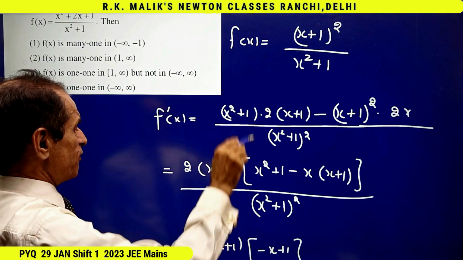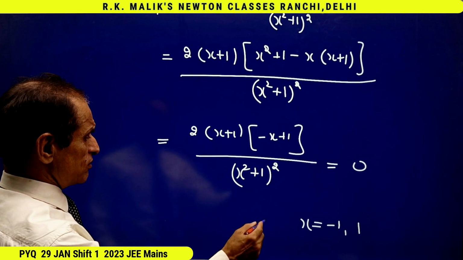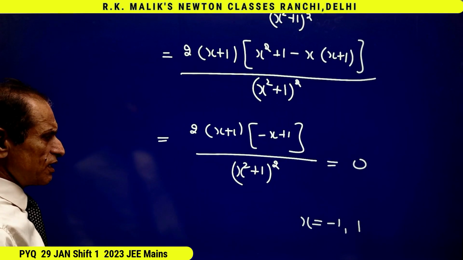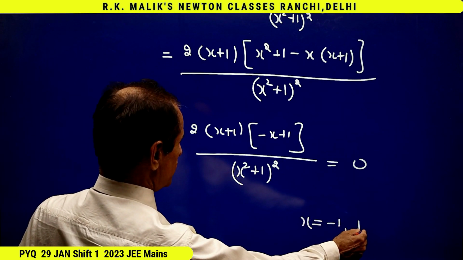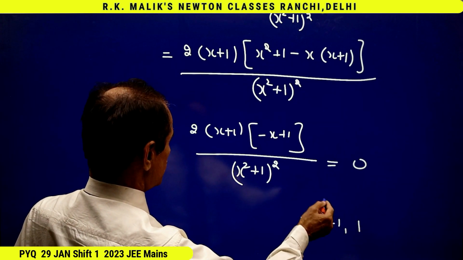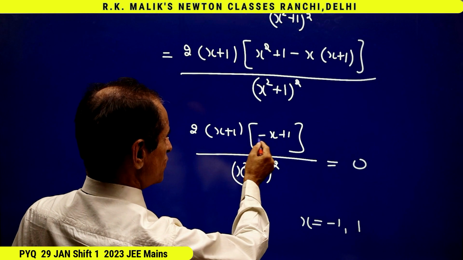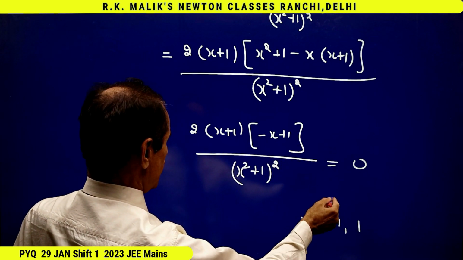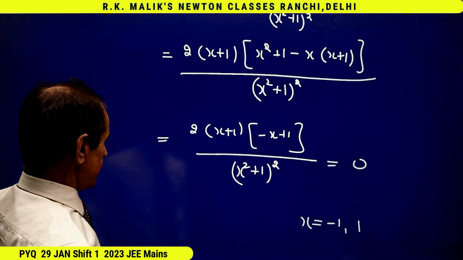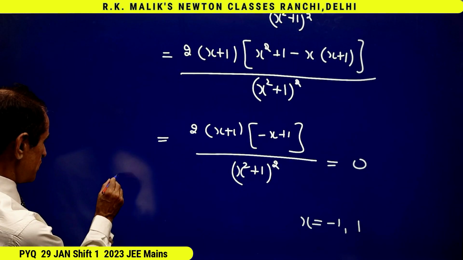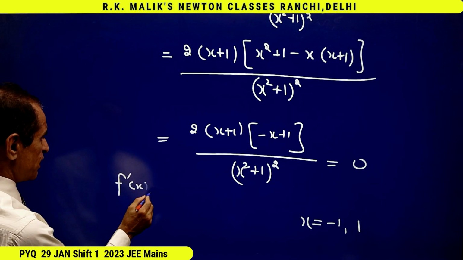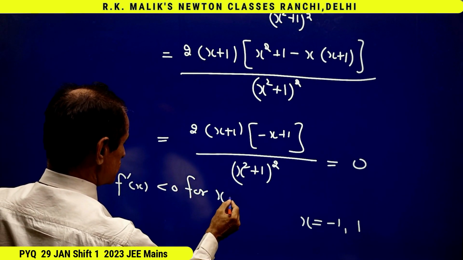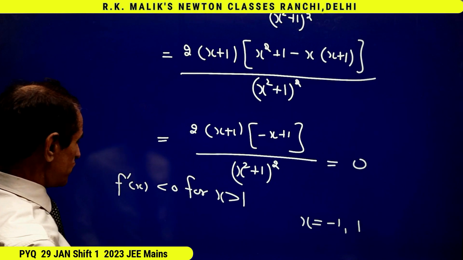That is, f(x) will have turning points at minus 1 and 1. It's clear that if x is slightly more than 1, this will be positive, this will be negative. Hence, for x more than 1, it is negative. That is, f dash x is negative for x more than 1.